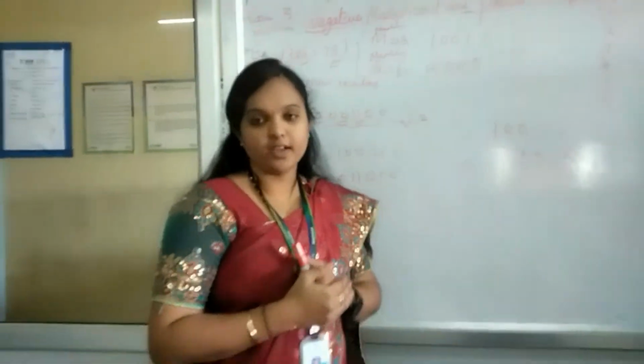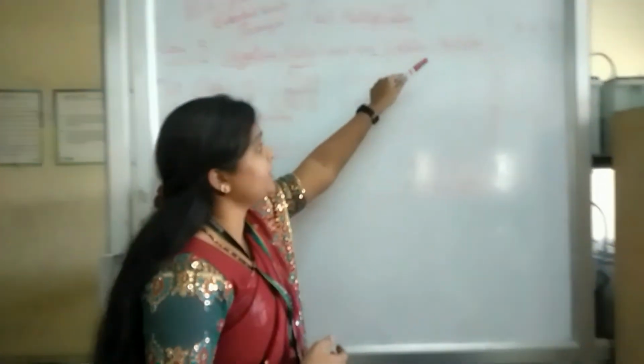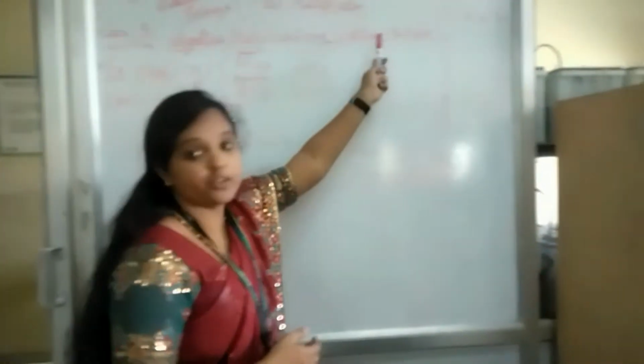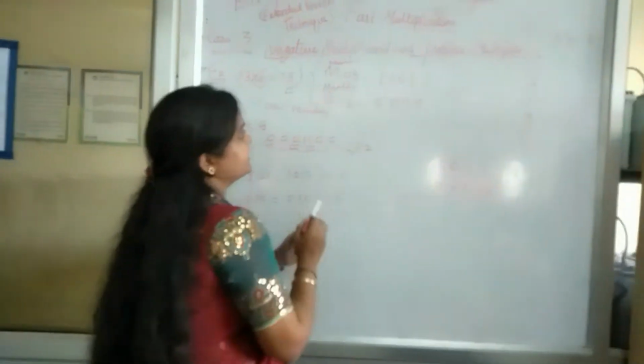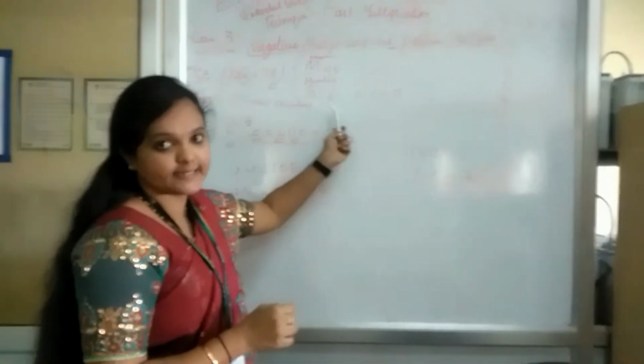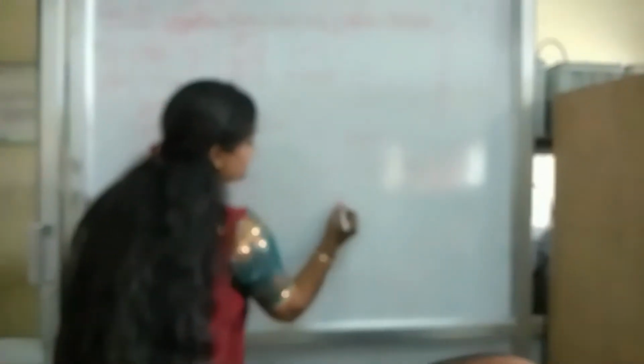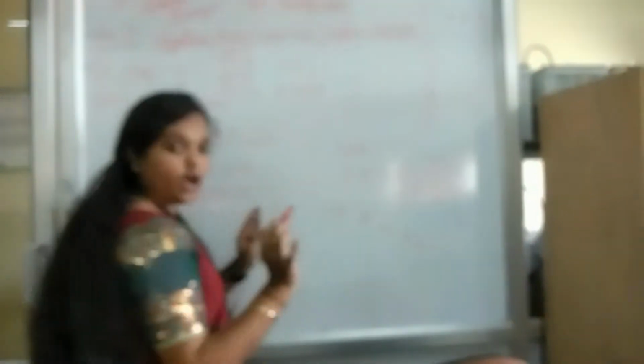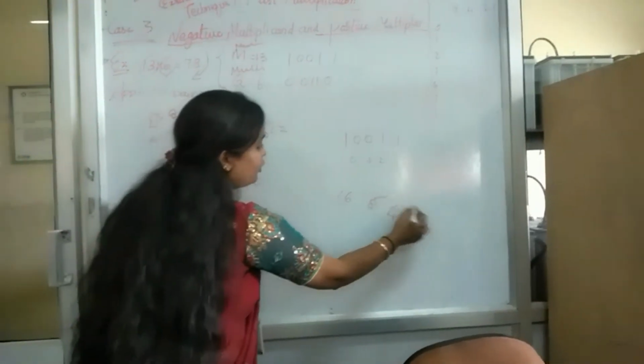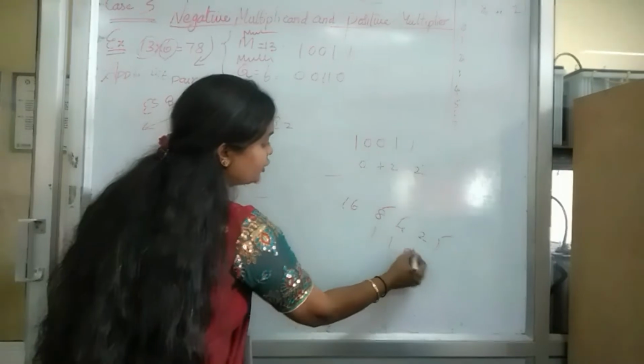Yes, today we are going to see case 3: negative multiplicand and positive multiplier. My negative multiplicand is minus 13 and the positive multiplier is 6. So minus 13, how can I take it? Here 16, 8, 4, 2, 1. So 13 means how much will it come? 8, 4 and 1, that is 1 1 0 1.